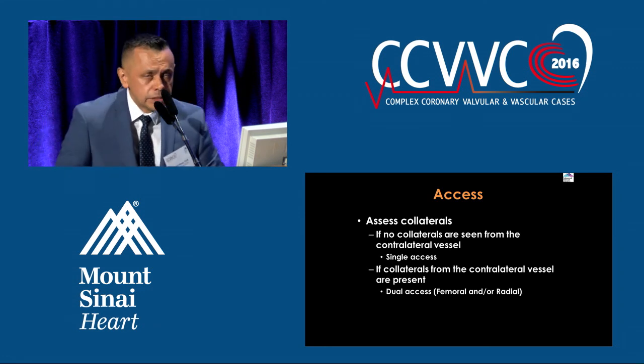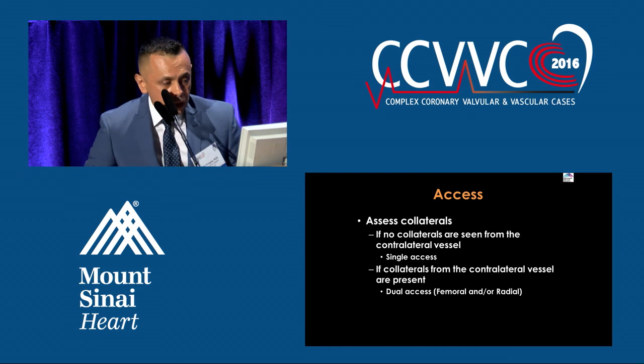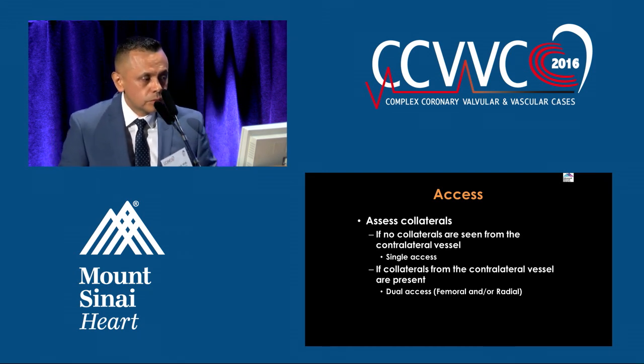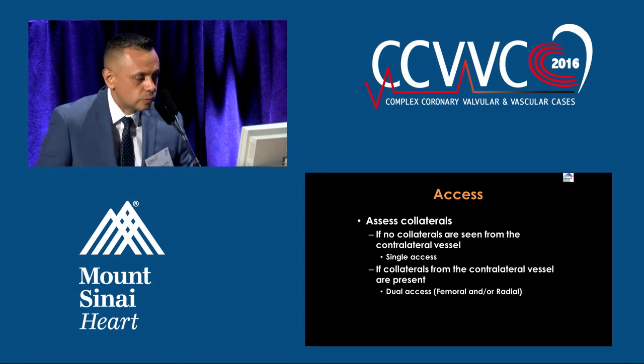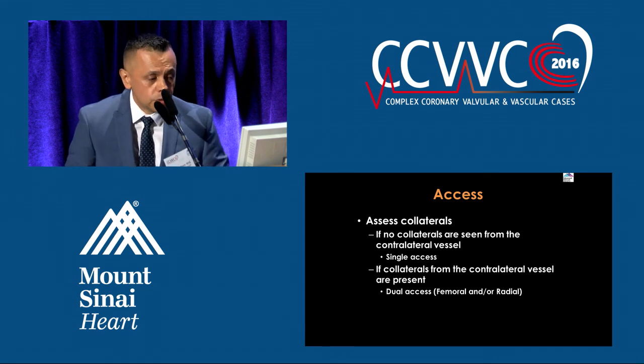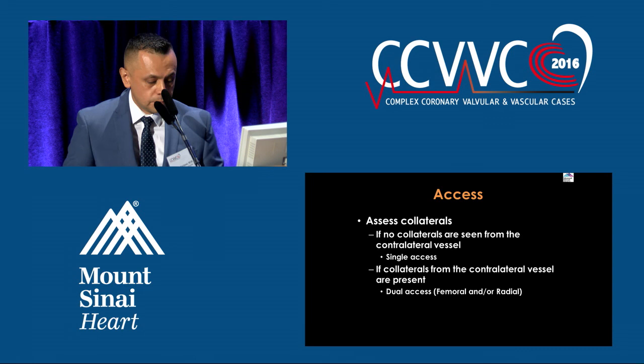Access is either single or dual. You'll do single when no collaterals are seen from the contralateral vessel, and you do dual access when you see the collateral vessels are present. When you do dual access, you do either 2 femorals or 1 femoral and 1 radial.